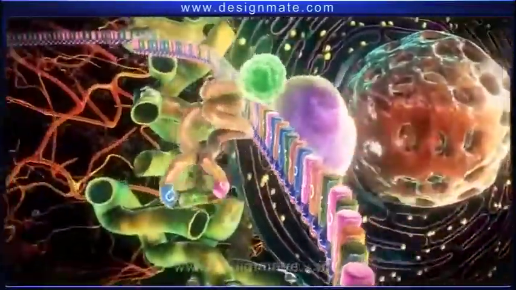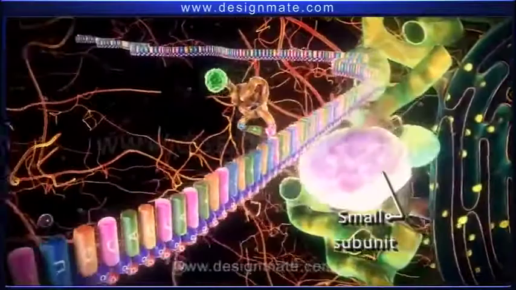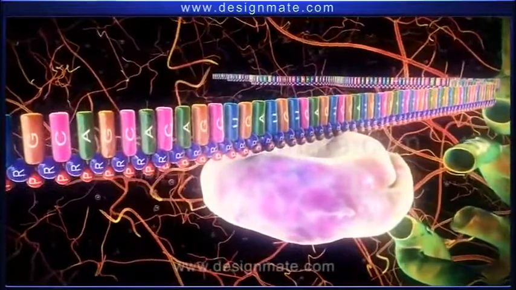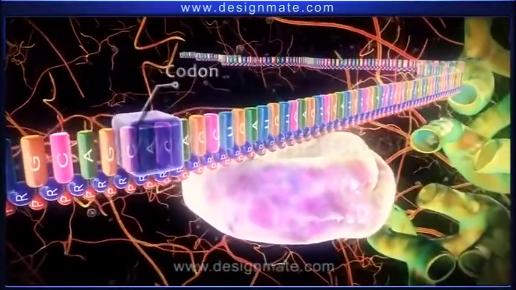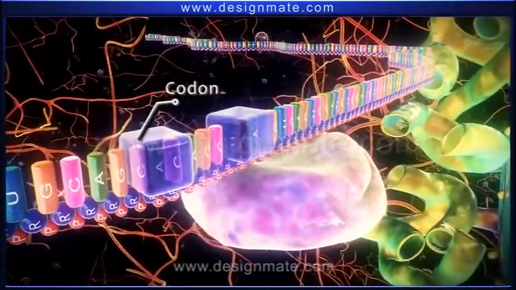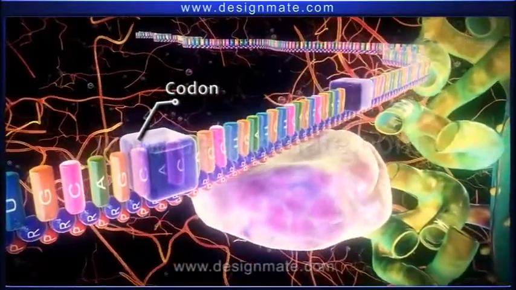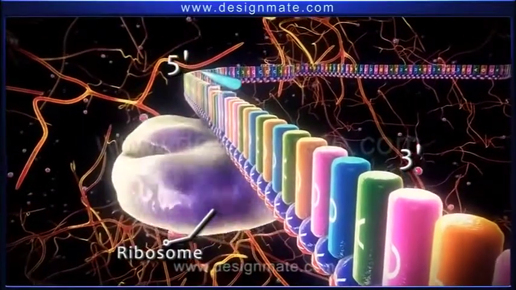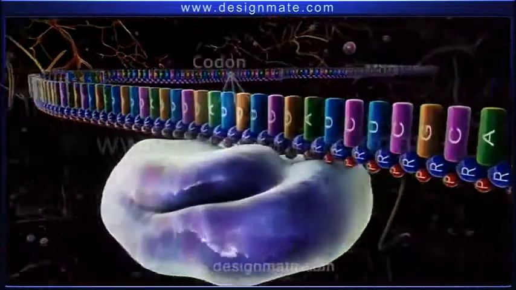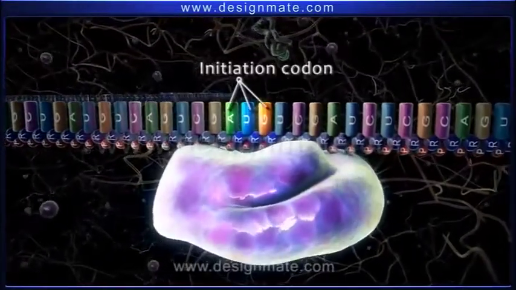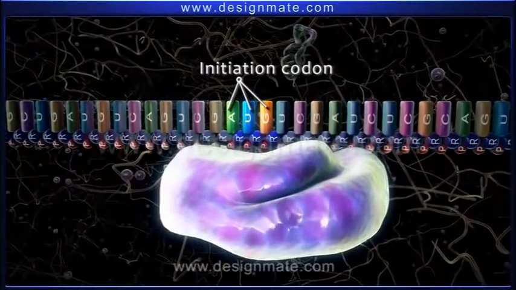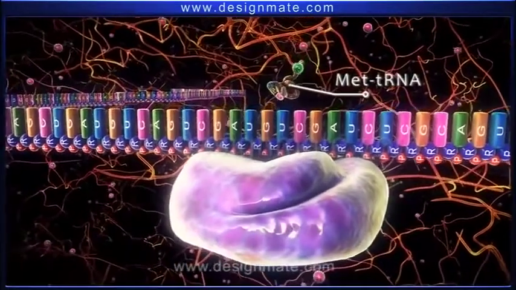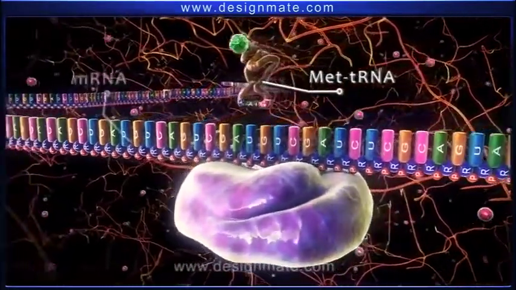During the initiation stage, a small subunit of a ribosome binds to the mRNA strand. The mRNA strand is made up of codons, which are sequences of 3 bases. Then the ribosome subunit moves along the mRNA in 5' to 3' direction until it recognizes the AUG codon or the initiation codon.